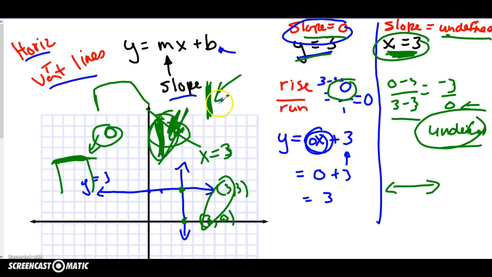So remember it that way, maybe? I don't know. Either way, y equals 3 goes this way, x equals 3 goes that way.